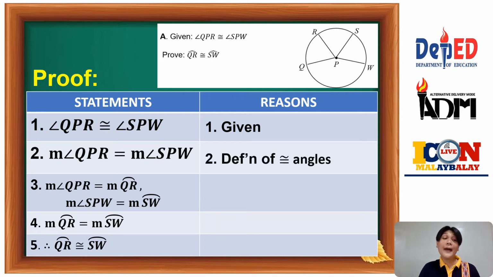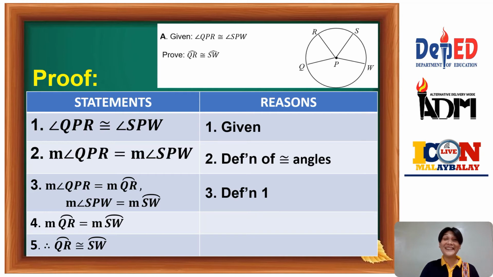Correct. Now, statement number 3 says the measure of angle QPR is equal to the measure of arc QR, and the measure of angle SPW is equal to the measure of arc SW. Reason?